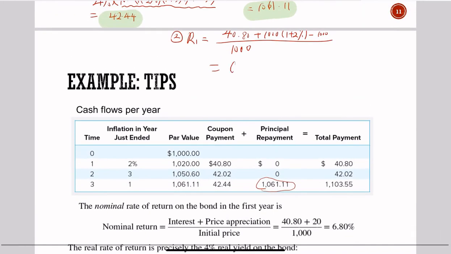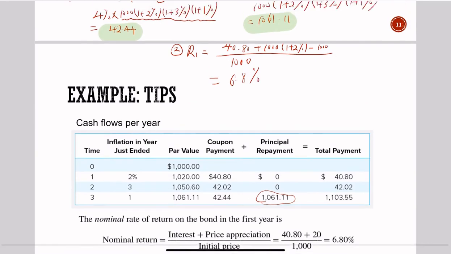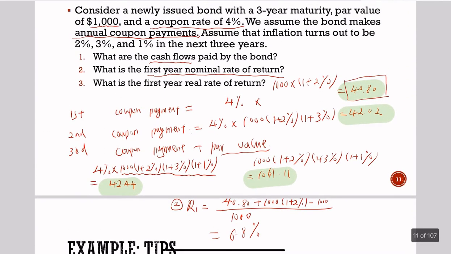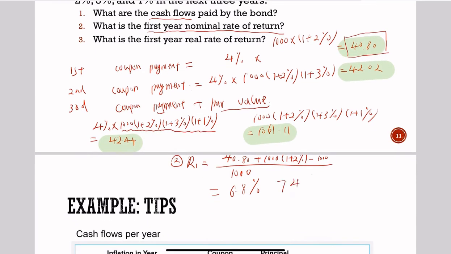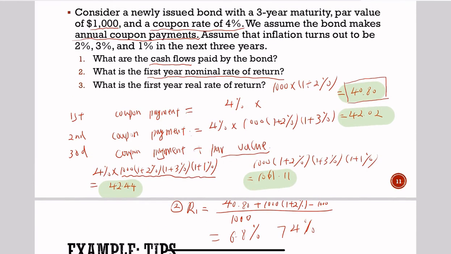Okay, so it's 6.8%. Now you can see that supposedly your coupon rate is 4%. However, because of the adjustment in the par value, your first year nominal rate of return is actually larger than your coupon rate, right? However, this is just your nominal rate of return, because in this case, your return contains inflation, right?